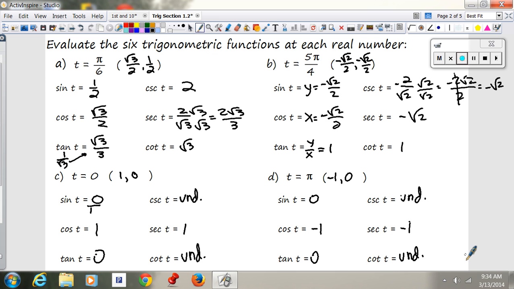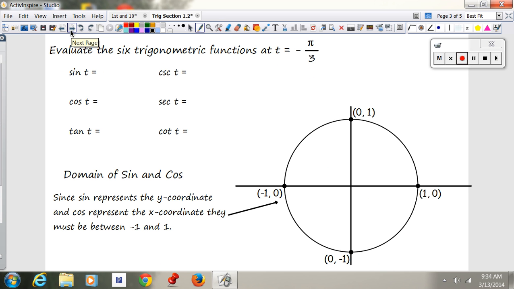So when it asks you to find the 6 trig functions at an angle, if it's on your unit circle, it makes your life a lot easier because you can just know the y value is your sine and the x value is your cosine. And it makes your life a lot quicker. Okay, let's try this one. What about a negative angle?